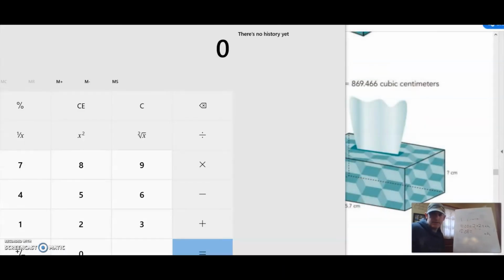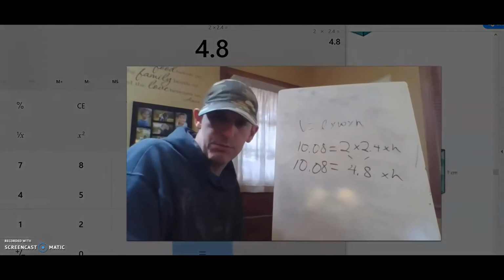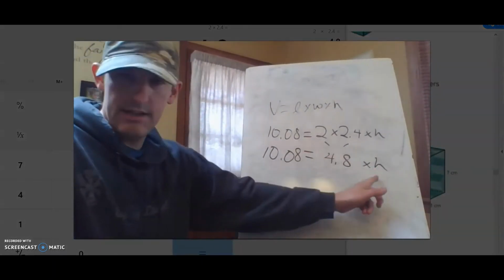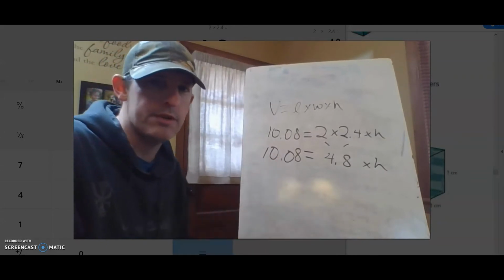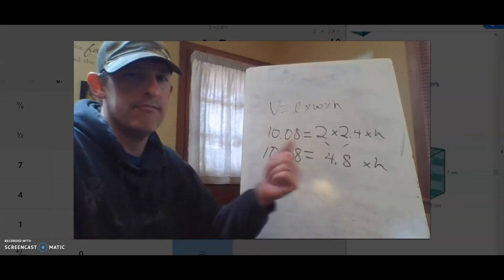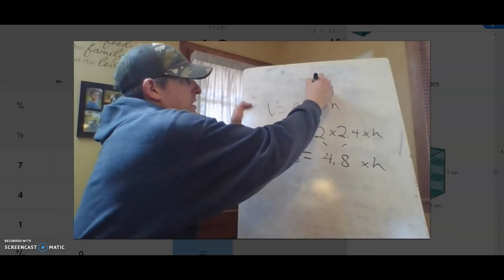And bringing up the calculator, 2 times 2.4, we get 4.8. So now we've got 10.08 equals 4.8 times h. And it's kind of like the old school problems. What times this number gives us this number? Kind of like this one.